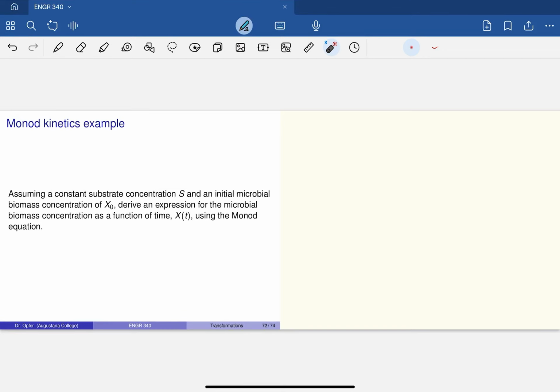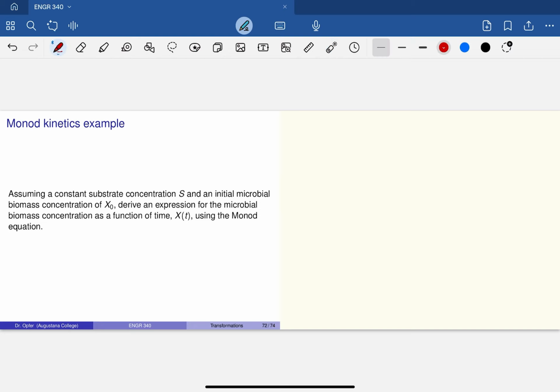Now we've got a constant substrate concentration S, an initial microbial biomass concentration of X naught, and we're asked to derive an expression for the microbial biomass concentration as a function of time, X of t, using the Monod equation.